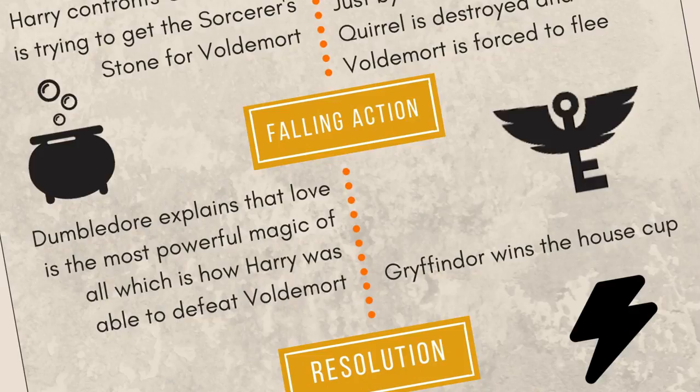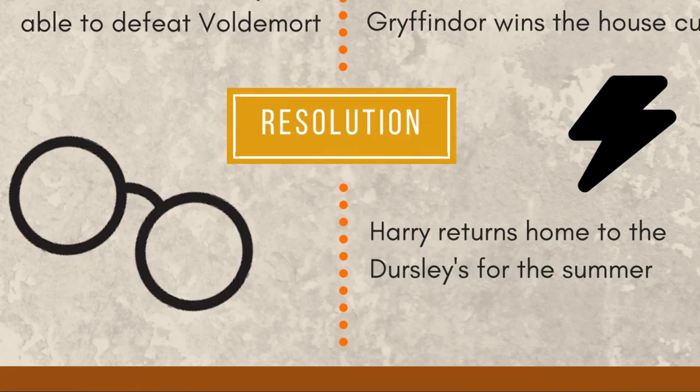Dumbledore explains to Harry that love is the most powerful magic of all, and that's how Harry was able to defeat Quirrell and Voldemort, and that he should trust Professor Snape. Gryffindor wins the House Cup, strengthening the hatred between Malfoy and Harry. Now this last piece is called the resolution, and this is where Harry goes back to the Dursleys for the summer. However, not all of the conflicts are resolved because it's the first book in a series.